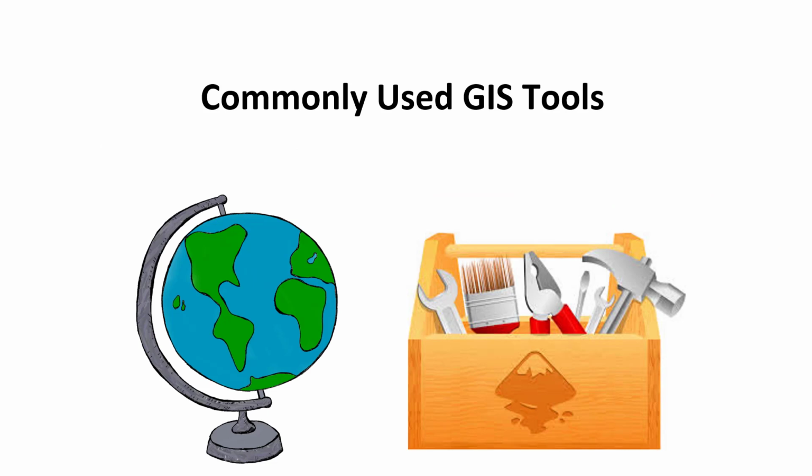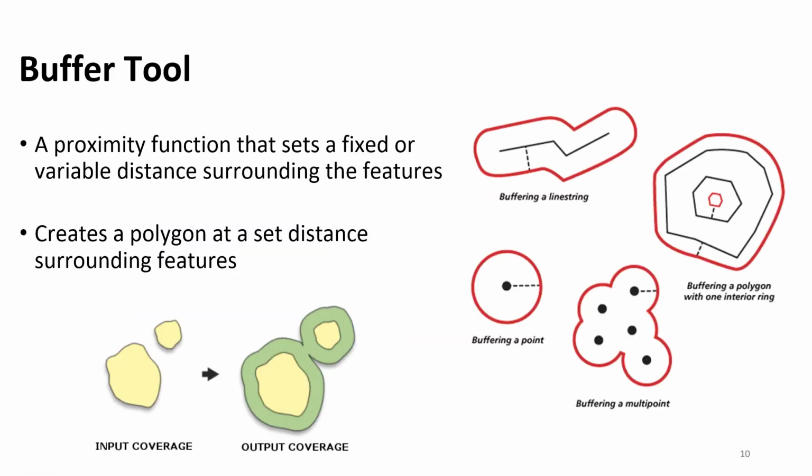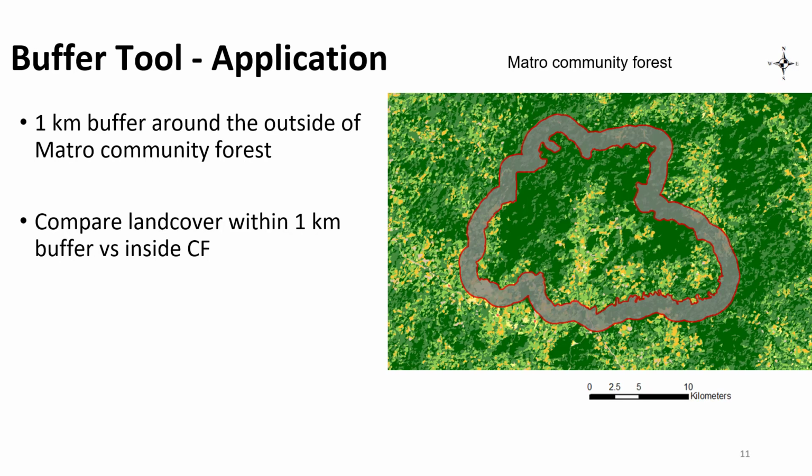Okay, so moving on, we will go over some of the most commonly used tools in GIS. The first one of which is the buffer tool. So the buffer tool is a proximity function that creates a polygon at specific distances surrounding the input feature. And the buffer tool was a big part of the fragmentation analysis done on community forests in Liberia. The figure you see here is a 1 kilometer buffer around the Matro community forest in Liberia. With the buffer, we could then compare land cover and other fragmentation metrics inside and outside within the 1 kilometer buffer. And we will do a similar analysis as part of our exercise in the next video.